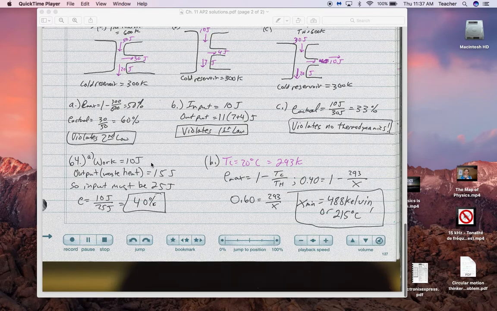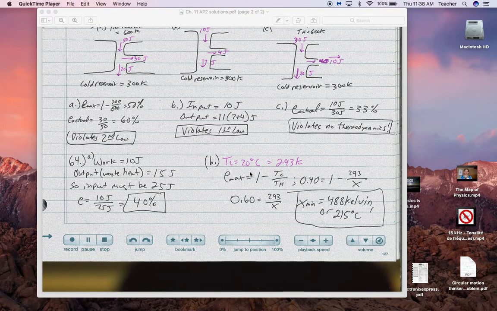so we've got work done as 10 joules. The output plus waste heat would equal 15 joules, so the input had to be 25 joules. So the waste heat was the 15 joules. So I ended up having a 40% efficiency in that particular case.